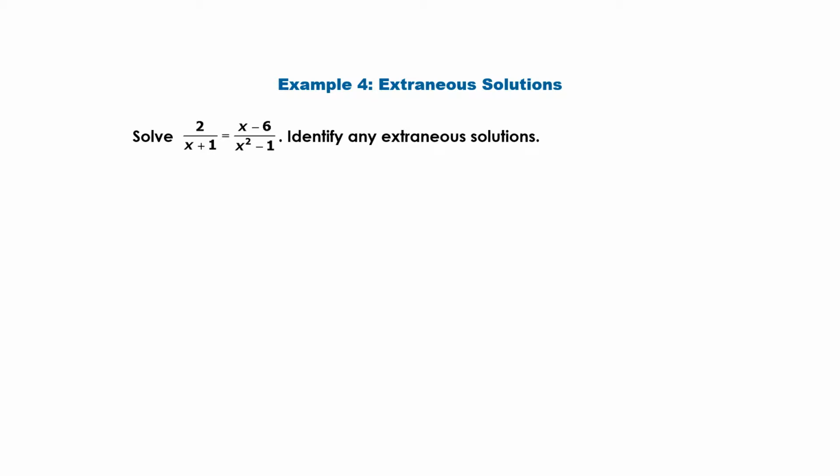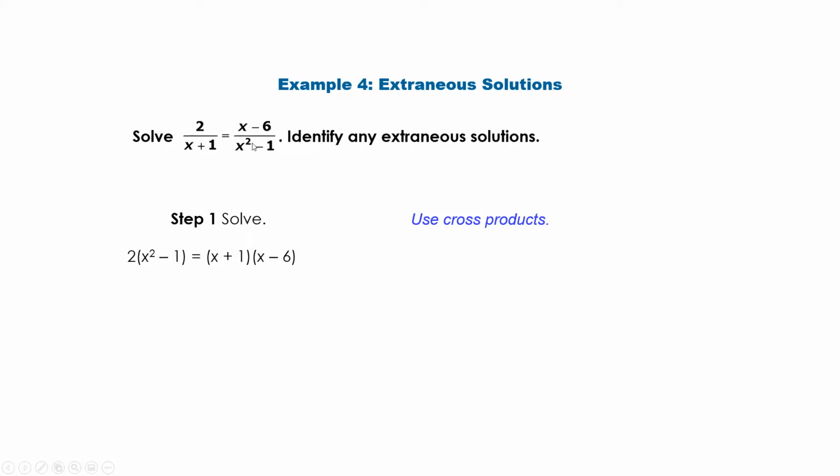Okay, solve 2 over x plus 1 equals x minus 6 all over x squared minus 1, and then identify any extraneous solution. So step 1, find the LCD. By the way, it's not needed here, since on both sides of the equation we only have one rational expression being equated to another rational expression. So we can use the cross product or cross multiplication. So cross multiply to both sides.